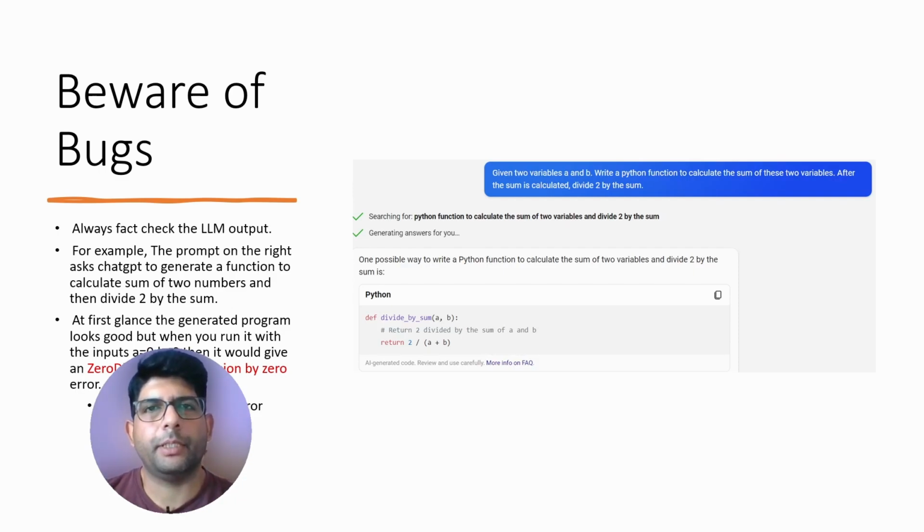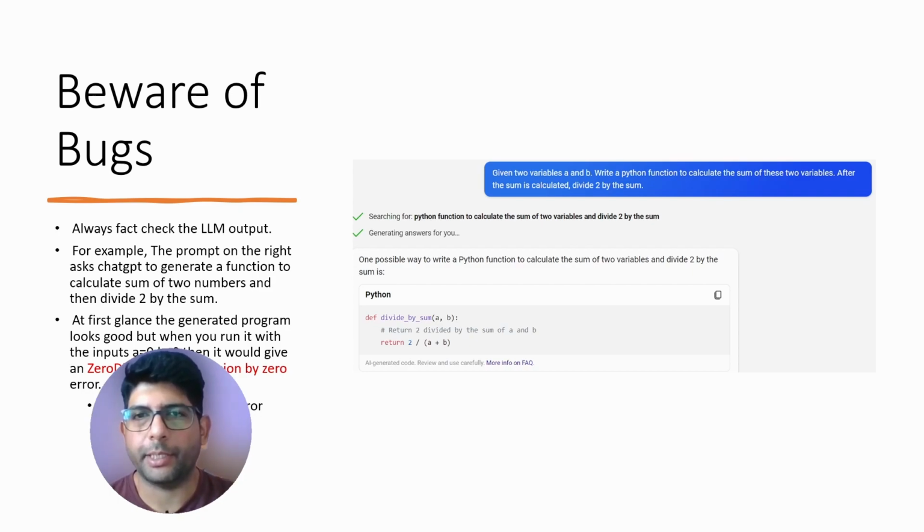But while working with large language models, always be sure about one thing: you should be fact checking the output generated by these chatbots, these large language models. The reason being they can be written with bugs, and if left unchecked, they can make some serious issues in your downstream applications.